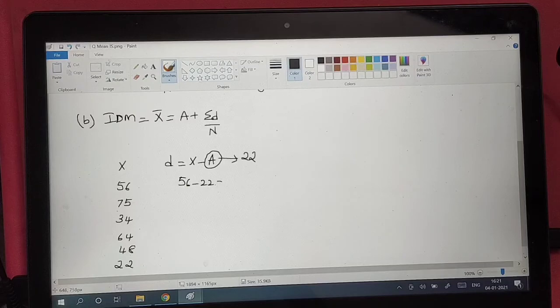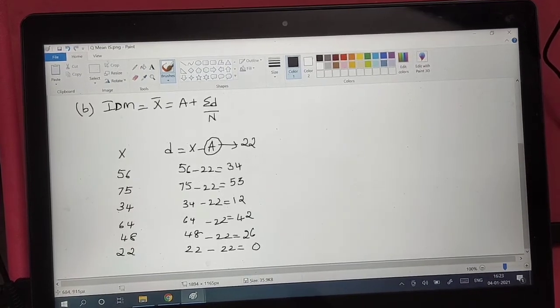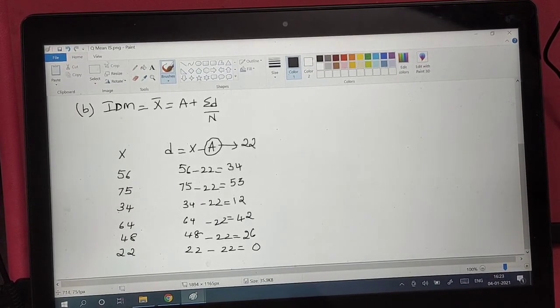The first value becomes 56 minus 22. Here 75 minus 22, 34 minus 22, 64 minus 22, 48 minus 22 and 22 minus 22. So we shall calculate all of these values and write them down. If you notice, I have calculated all of these values. So let's put sigma d equal to 167, which is the total of these values. Sigma is nothing but the sum of that particular column.